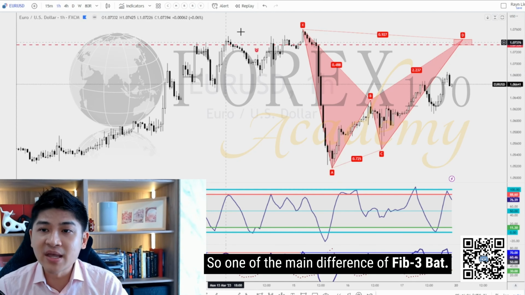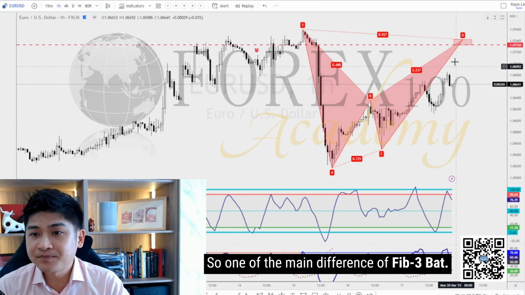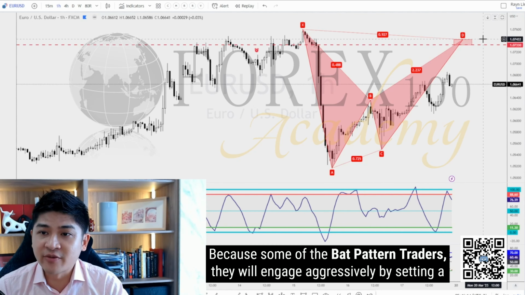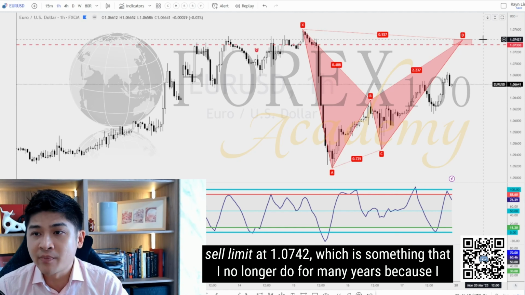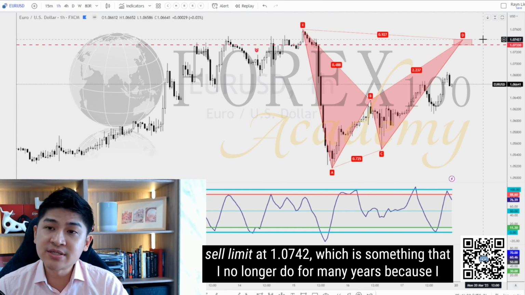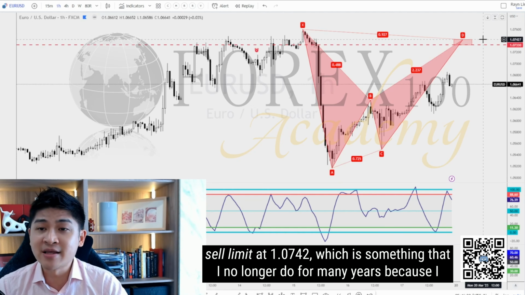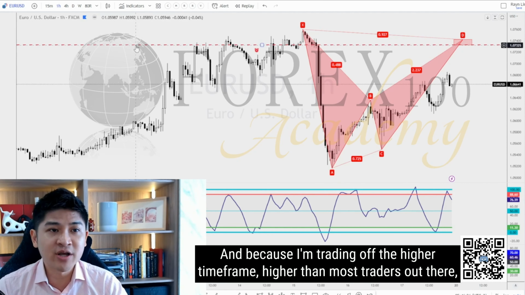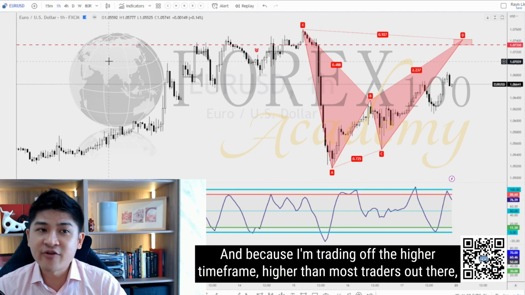One of the main differences of the FIP3 bat is that you need to see a candlestick confirmation before you can engage, because some bat pattern traders will engage aggressively by setting a sell limit at 1.0742, which is something that I no longer do for many years, because I want to see how the market reacts over here.